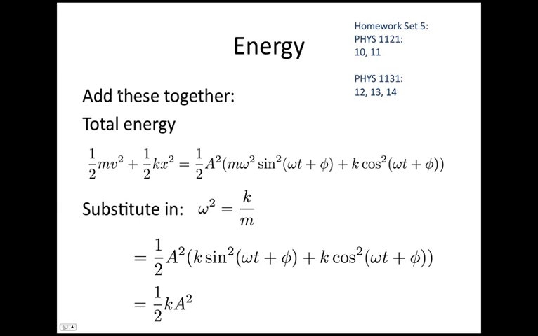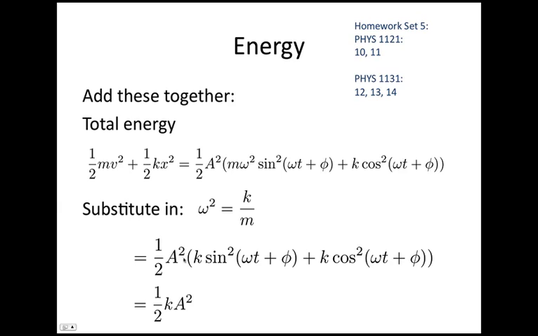Okay, so to get the total energy, we just need to sum the kinetic energy and the potential energy. We can take A squared out as a common factor, and then we can make the substitution omega squared is equal to k on m. So substituting that in, we end up with this expression.